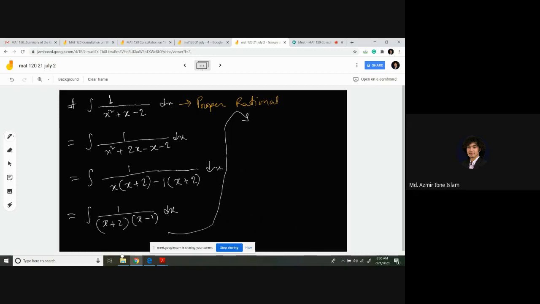I am taking problems directly from your assignment so that you can understand what the things are. So here finally we have found the factor form of that proper rational function. Now you can see all the factors with power 1.